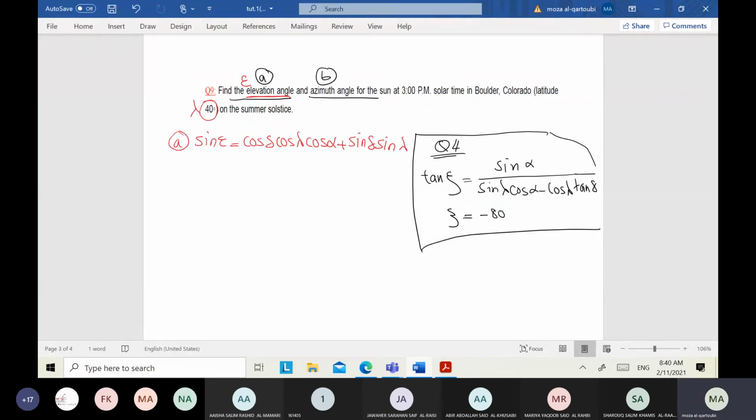Now delta, given direct from where? Because in this case we are given a summer soil test, as we saw before. So delta direct equals 23.45, because it is given summer soil test. So we need only to find our angle. How to find our angle? Our angle depends only on time, yes?